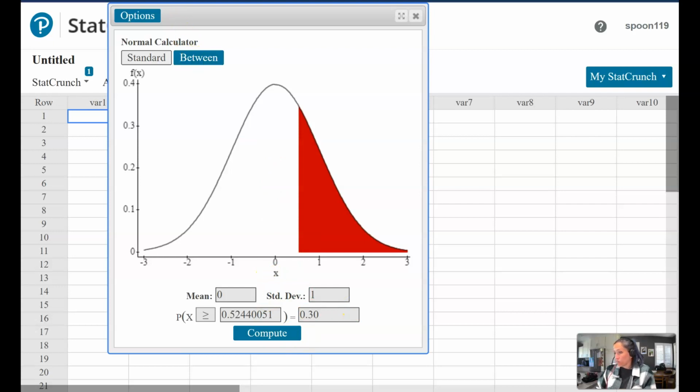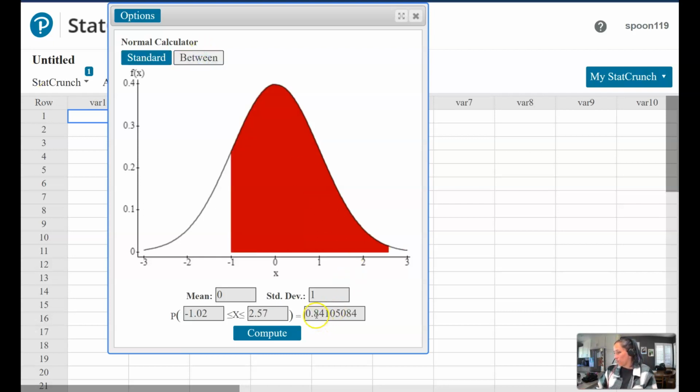And then the last one, middle 70. Well, there's 2 cutoffs, right, if we shaded this. So we're going to choose between and change it to 70. And it's going to give us the positive and negative z-scores that would be on either side to get that symmetric 70% in the middle. So that's using StatCrunch. Let's see if we can do this with that calculator we were using earlier.